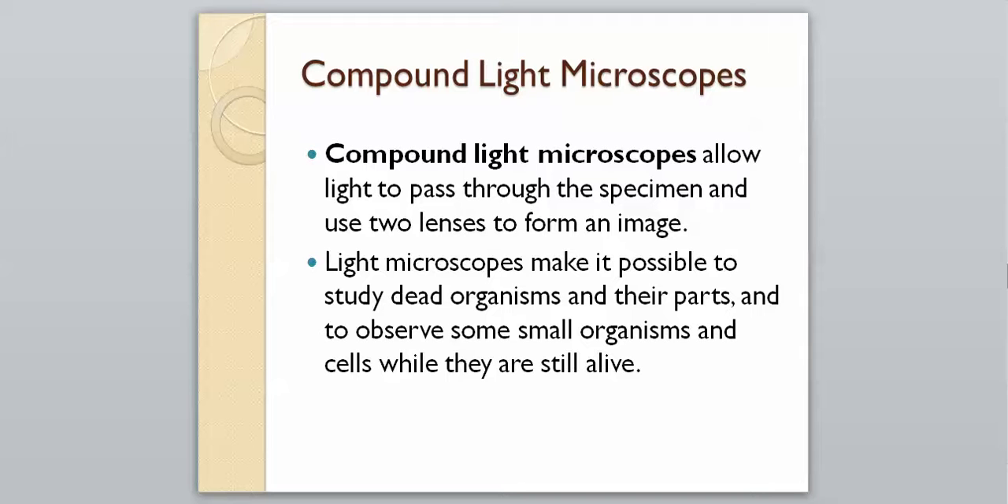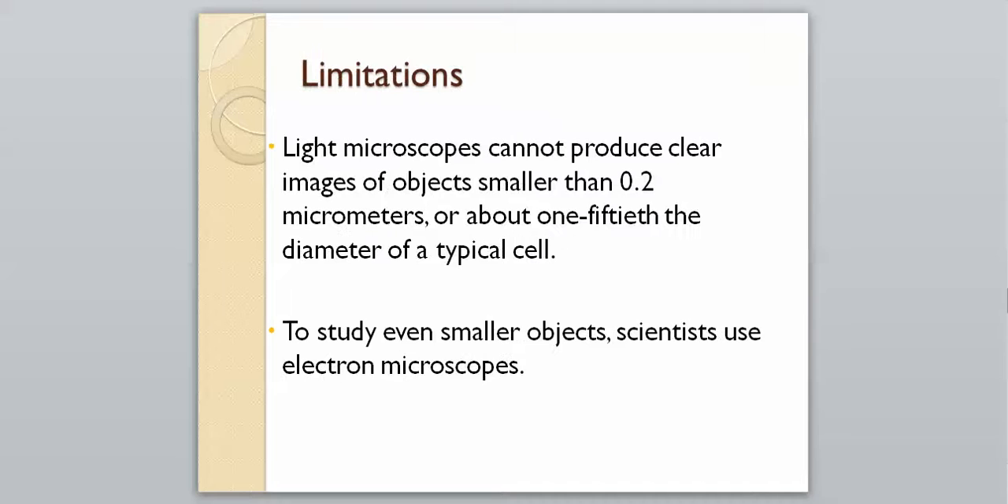So this is the most effective one that is actually practical to have in a laboratory setting. However, again, like I said, there's limitations. Light microscopes cannot produce clear images of objects smaller than 0.2 micrometers, or about 1/15th the diameter of a typical cell. So if we want to look at those smaller things, get an in-depth look at maybe some viruses, which are going to be a lot smaller than a normal cell, we need to have a different type of microscope.